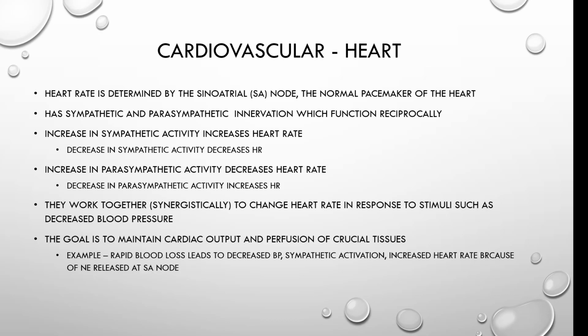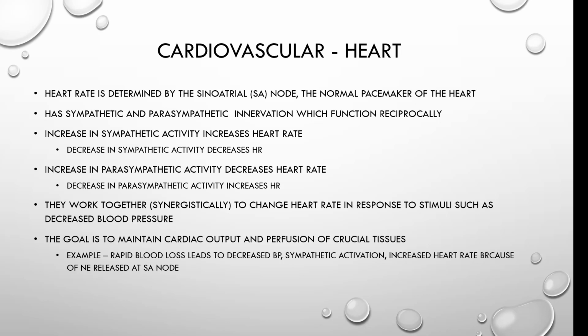We're going to move on and talk a little bit about the autonomic effects on the heart. And one of the most obvious is heart rate. So heart rate is determined by a collection of specialized cardiac myocytes, cardiac muscle cells, that are called the sinoatrial node. And this is the place where the normal heart rate is generated. It's the normal pacemaker of the heart. It's a little bundle of cells in the right atrium, not far from the vena cava.